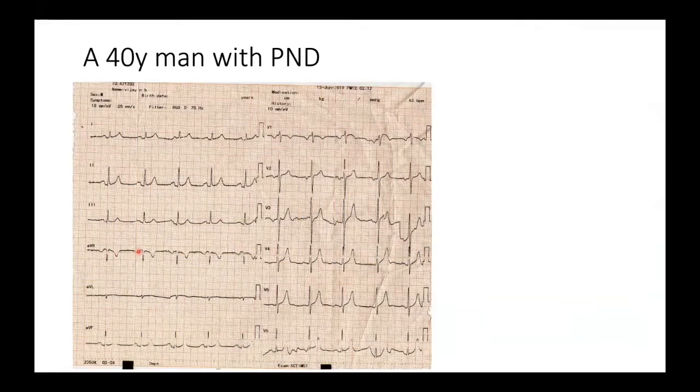Now you have to see the morphology of P waves. You see the morphology of P waves in lead 2. There is a bifid P wave, and this bifid P wave suggests that there is definitely some evidence of left atrial enlargement. A bifid P wave in lead 2 always suggests a left atrial enlargement. Also, check if the duration of this P wave is more than 120 milliseconds. So this P wave looks like around 120 milliseconds.